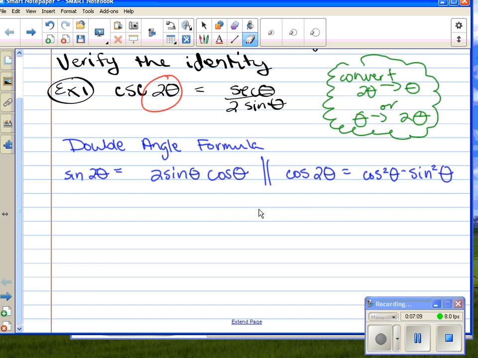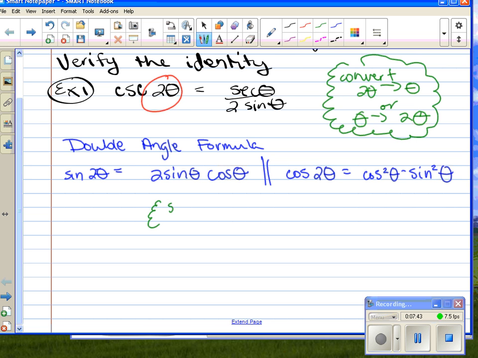Now, let me give you a little hint on the cosine one. You see how that's almost like the Pythagorean identity? The only difference is instead of cosine squared plus sine squared, you have cosine squared minus sine squared, right? So what that allows you to do is make two other identities, which might be more helpful down the road. So here's a little thought bubble.